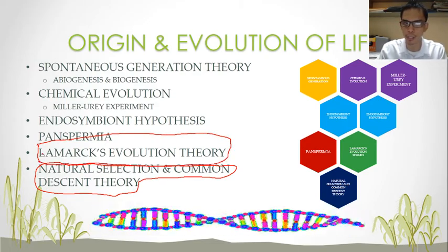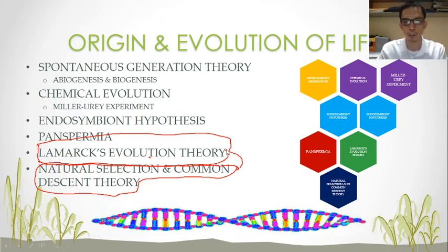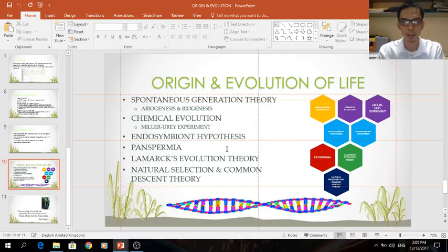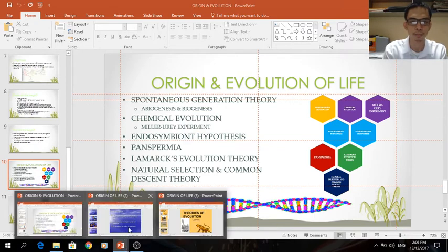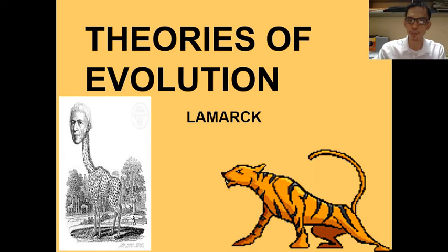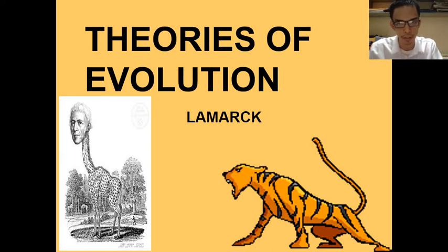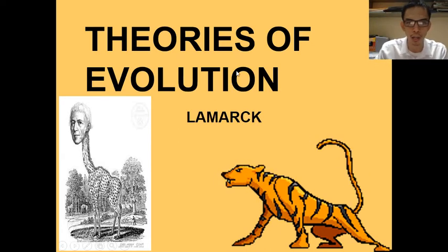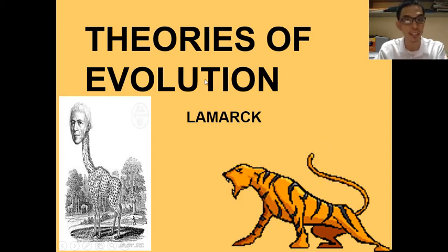What is Lamarck's evolution theory? How is this different from the theory created by Charles Darwin? Alright, so with that, let's move forward. So this is the theories of evolution by Lamarck. So how did Lamarck come up with this kind of idea?